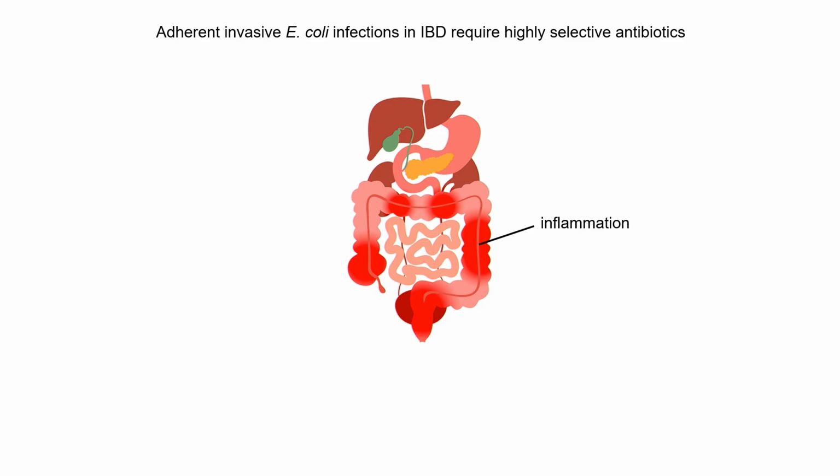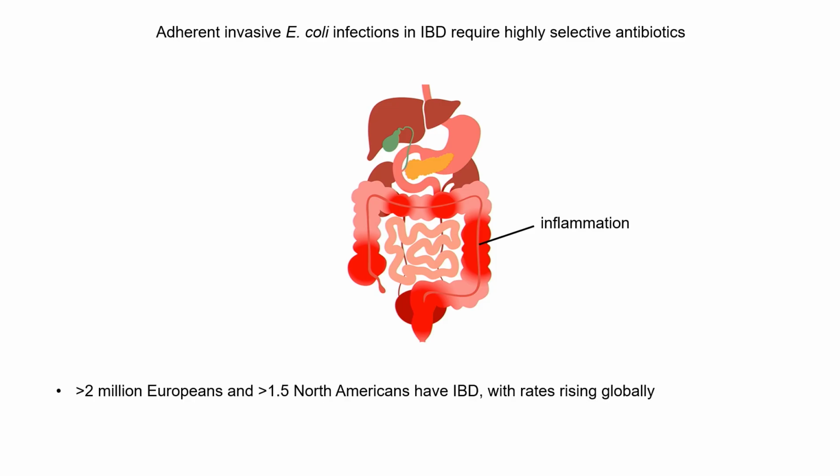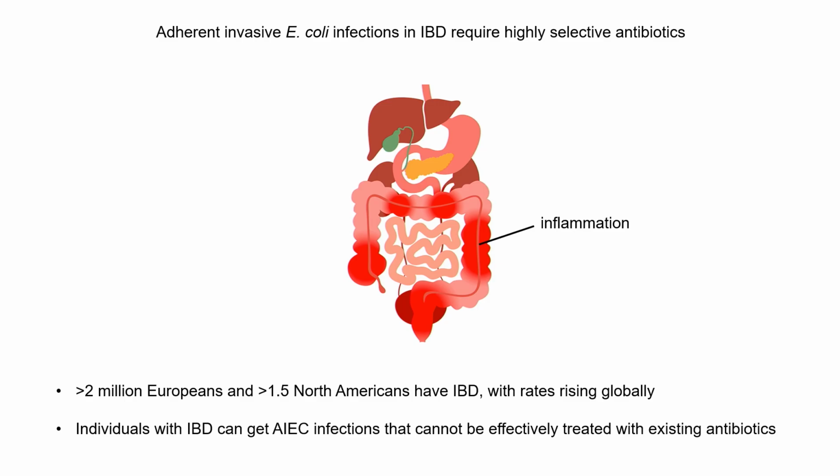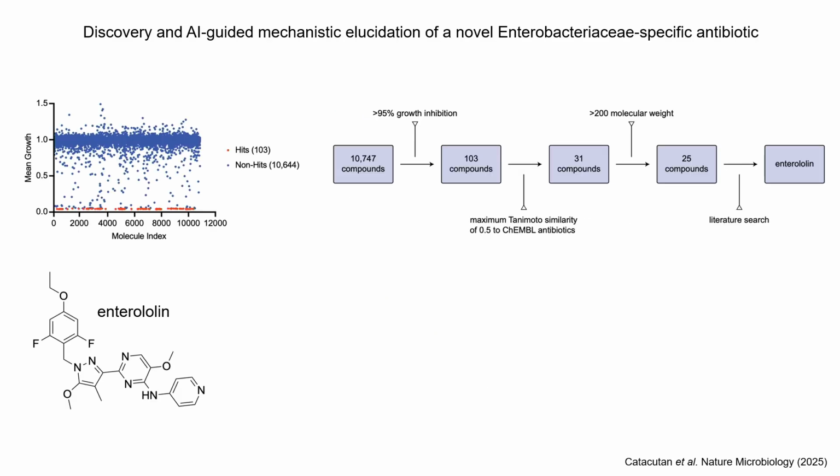So IBD, inflammation of the gut, 2 million Europeans, 1.5 million North Americans have IBD, and patients with IBD can get these things called adherent invasive E. coli infections, right? That can't be treated with existing antibiotics because existing antibiotics kill all the good bacteria in your gut, which is helping suppress infection, right? So if you take a broad spectrum antibiotic and you're an IBD patient with adherent invasive E. coli, you get worse. So the whole principle behind this was, can we find a narrow spectrum drug for AIEC?